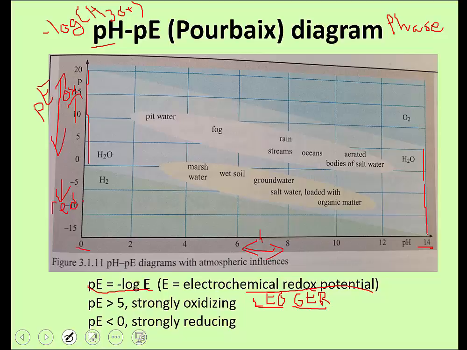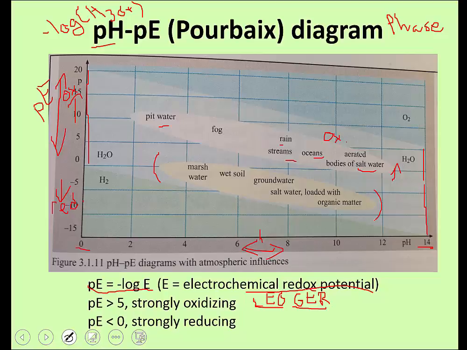Now, you can see that there is a break here. We have things in this area such as pit water, fog, rain, streams, and oceans, bodies of salt water that get aerated, churned and turned over, which tend to be a little more toward the oxidizing end. You have oxidation going on there, so you're going to get this breakdown, this loss of electrons. And where is that going to end up?